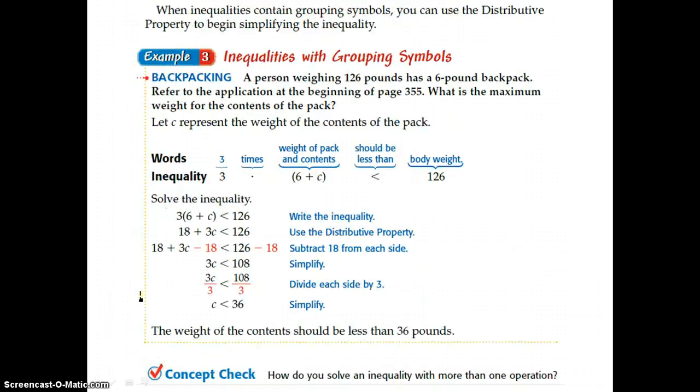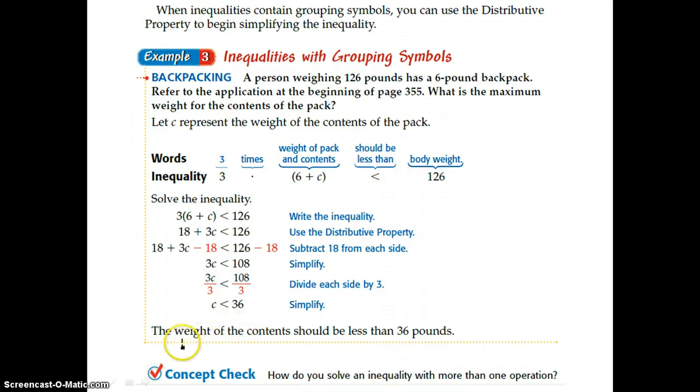Alright, so how does this work with a word problem? Again, we're using our backpack example. A person weighing 126 pounds has a 6-pound backpack. Refer to the application at the beginning of page 355. Well, that was 3 times the quantity of P plus C. And so what they did was 3 times the weight of the pack and its contents should be less than the body weight. So they're just plugging it in, and then they go ahead and solve, and the contents should be less than 36 pounds.